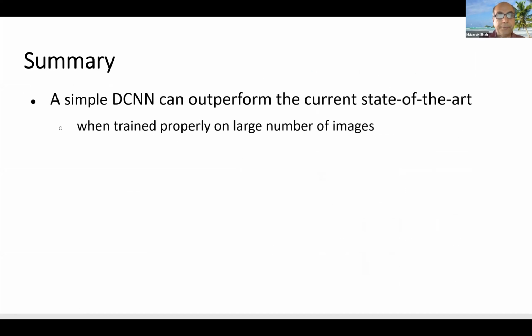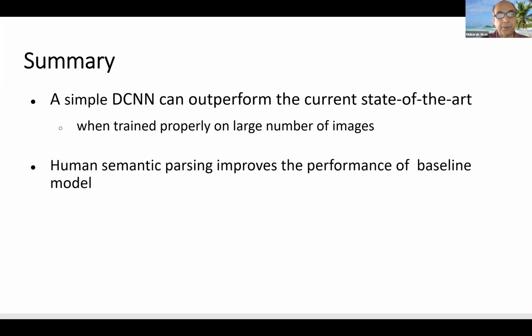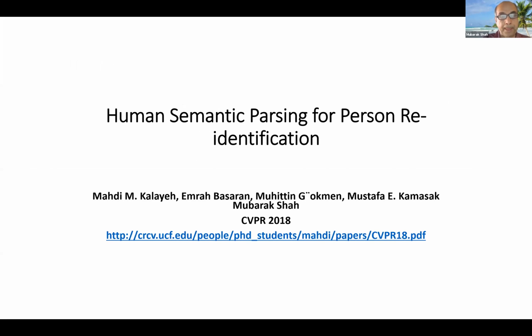So in summary, we have a very simple deep CNN network, which outperformed the current state of the art at the time we published the paper. The main thing we did here was that we used several datasets to train the network, and that provided a large number of images. And we also used semantic segmentation of different body parts of a human, and that helps.